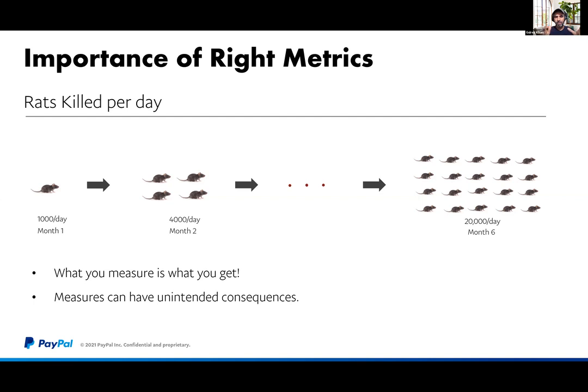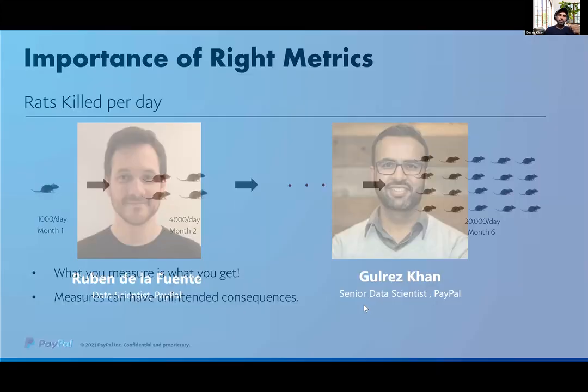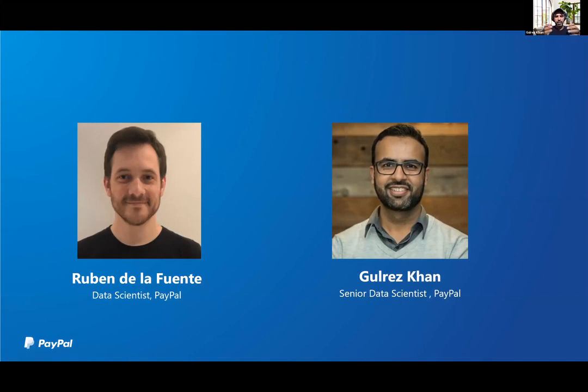With this story, what I wanted to highlight was that they had this metric of the number of rats killed per day, and because there was this unintended incentive for them, it resulted in this unintended consequence. So this was the story that I had. And next, I would like to pass it on to Ruben.